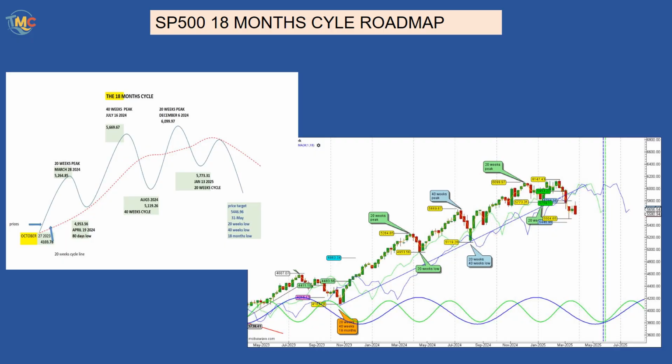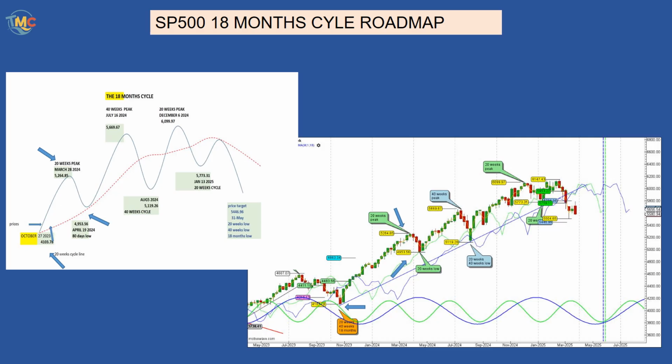Here is the 18-month cycle roadmap. For the 18-month cycle roadmap we have to use the 20-week cycle line. The starting point is where the last 18-month cycle made a low. This was in October 2023. From that point, the first 20-week cycle was expected to find support on its cycle line at 4,953 in April 2024.